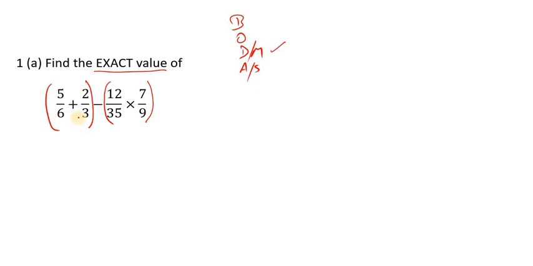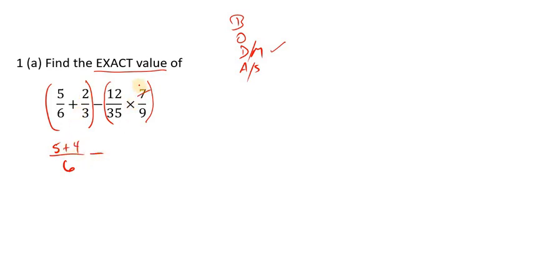So the LCM of 6 and 3 is 6. Now why am I finding the LCM? That is because when you're adding or subtracting two fractions, their denominators must be the same, and if not, you will find the LCM. 6 goes into 6 once, and so 1 times 5 gives us 5. 3 goes into 6 twice, so 2 times 2 is 4.